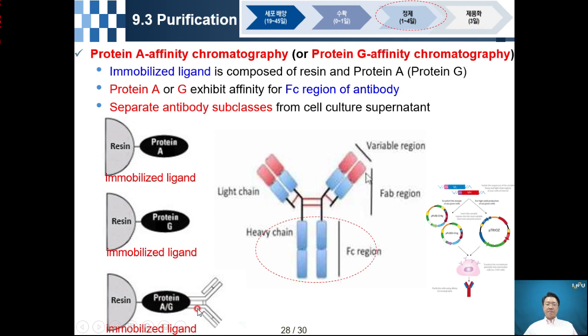So usually protein A or protein G can bind to the Fc region of the antibody, like this. Okay, so nowadays Celltrion and Samsung Biologics make cell lines which can make the antibody. Usually protein A affinity chromatography or protein G affinity chromatography can separate antibody subclasses from the cell culture supernatant. Because the cell secretes the antibody, by using protein A or protein G affinity chromatography, we can separate the antibody subclasses from the cell culture supernatant.